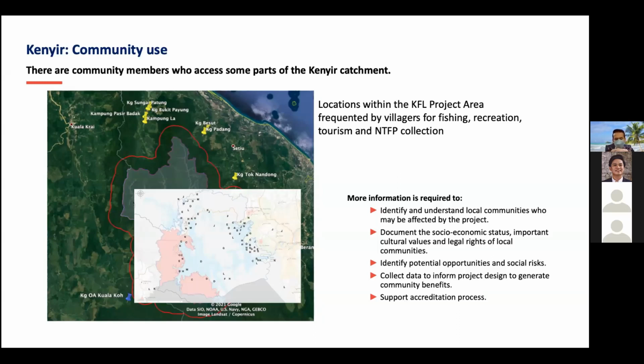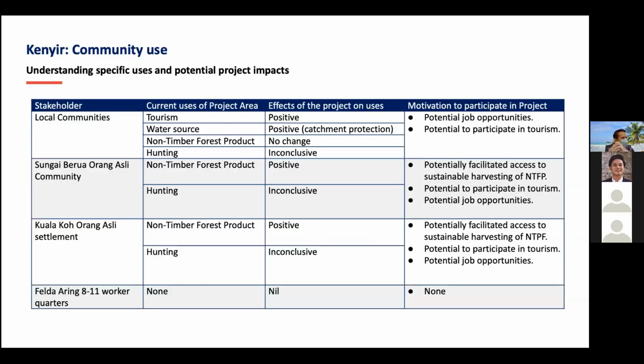Understand who the communities are. What is the socio-economic status? Are there important cultural values? All right. What are the opportunities and social risks? Okay, if we protect the area and don't let anyone enter, there's a negative impact. So we need to take into consideration their needs, and collect data to inform project design, so we can generate community benefit. So just high level, we look at who the local communities are, what their current use is, what the potential effect is.